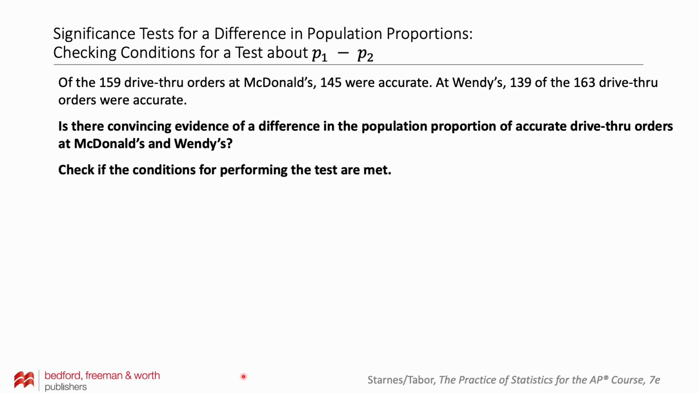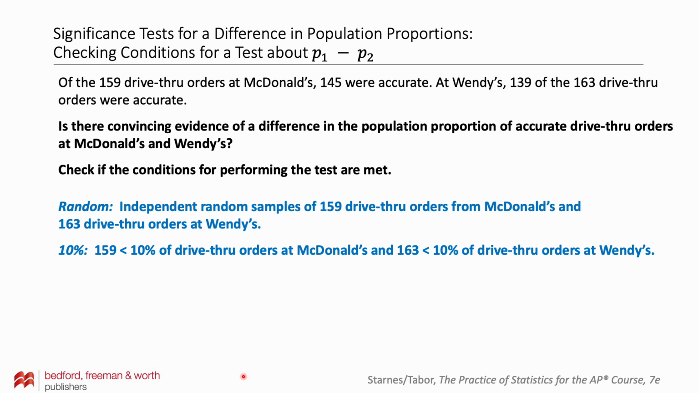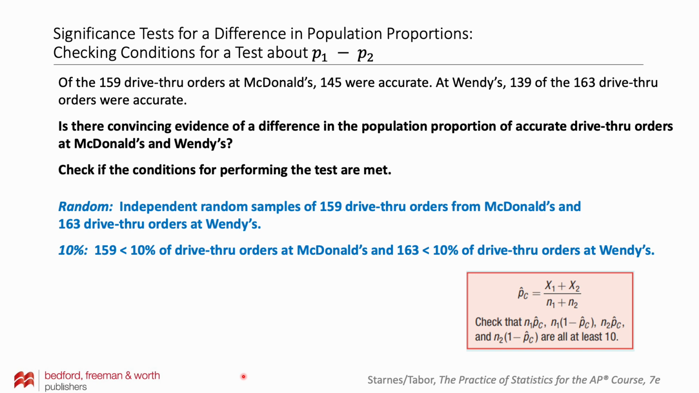So here we're going to go ahead and check the conditions for performing the test to make sure that they are met. We're going to go with random first. You do need to do it for both. So independent random samples of 159 drive-through orders from McDonald's and 163 drive-through orders at Wendy's. Then we're going to do the 10%. 159 is less than 10% of all drive-through orders at McDonald's, and 163 is less than 10% of all drive-through orders at Wendy's.